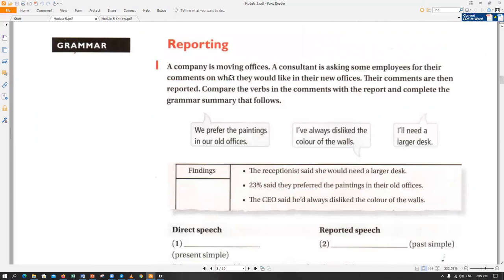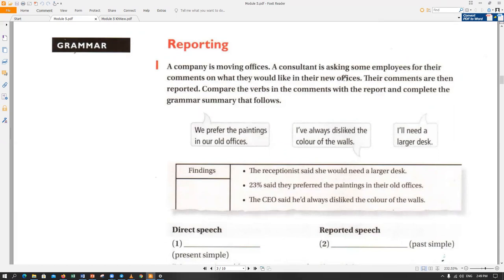A company is moving offices. The consultant is asking some employees for their comments on what they would like in their new office. Their comments are then reported. Compare the verbs in the comments with the report and complete the grammar summary that follows.